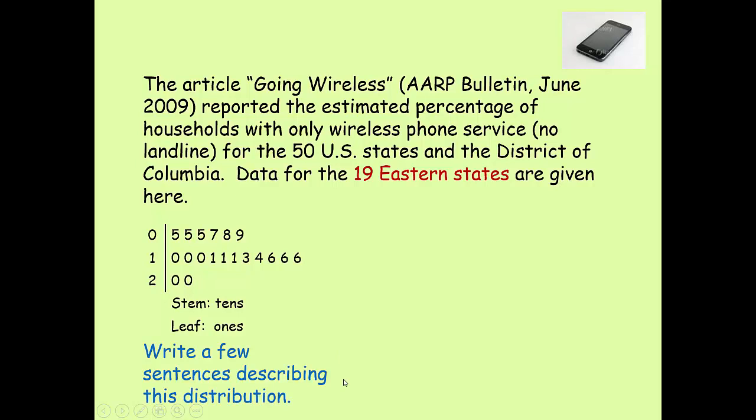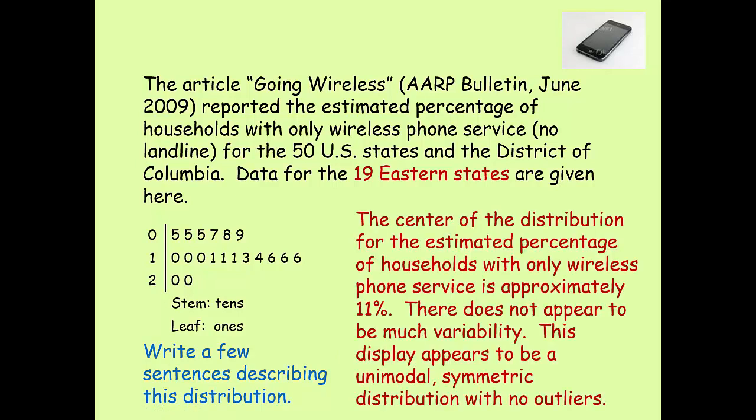And let's talk about this distribution. So I can see the center of the distribution is around this 11%. There's not a lot of variability. They're all pretty much here together. It definitely appears to be unimodal. There's one peak right here, symmetric, and no real big outliers.